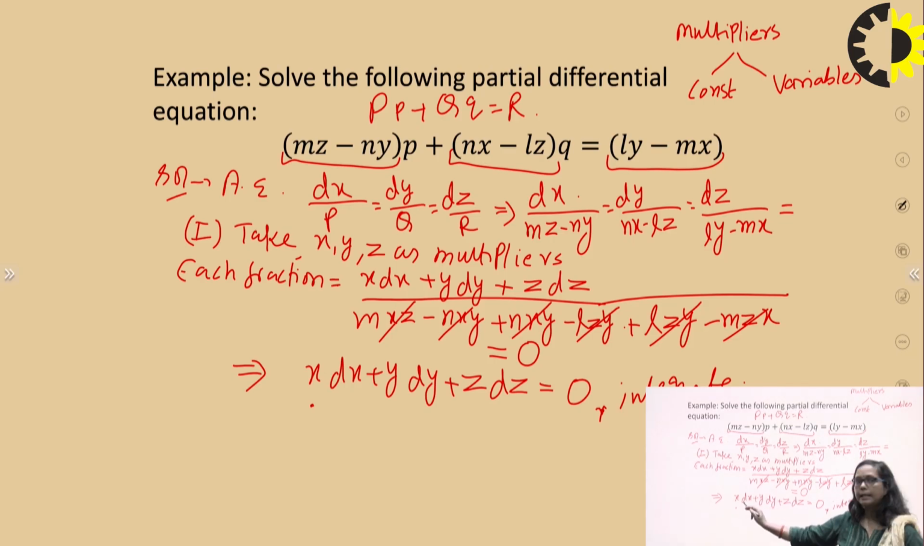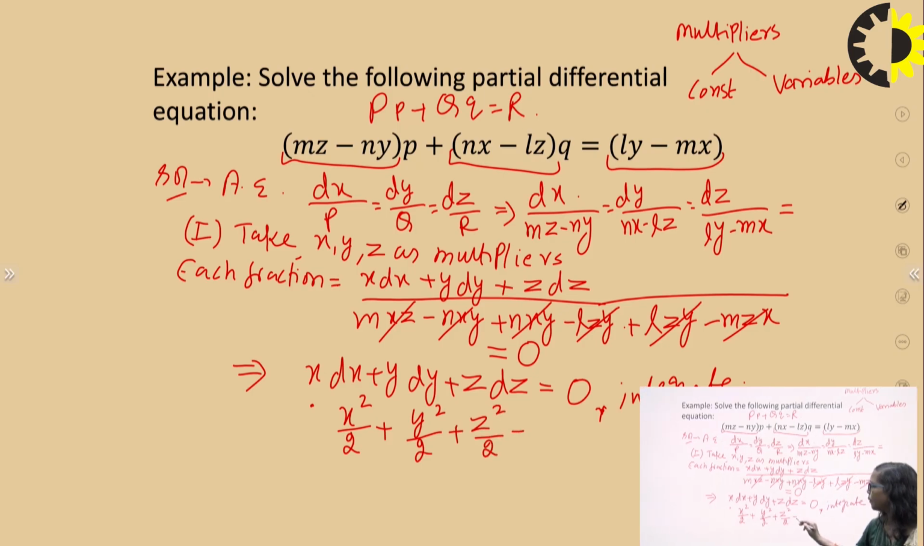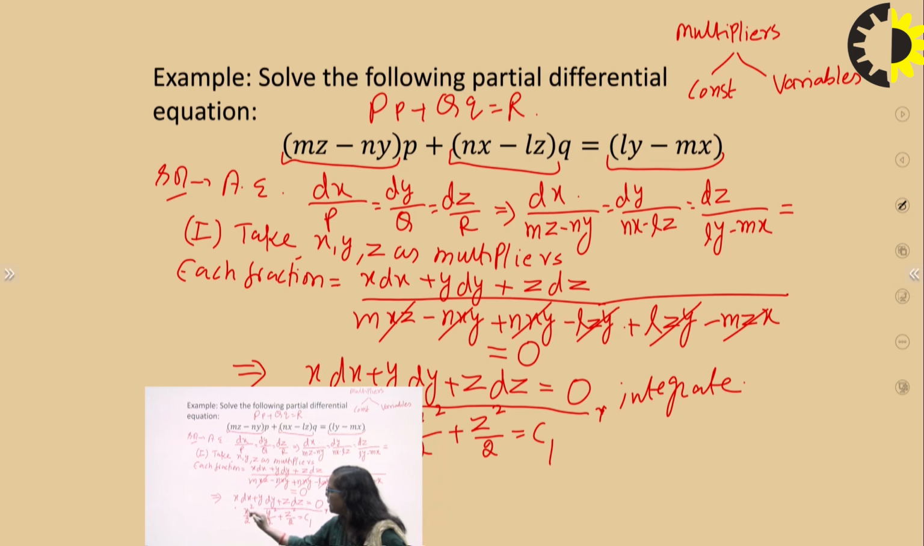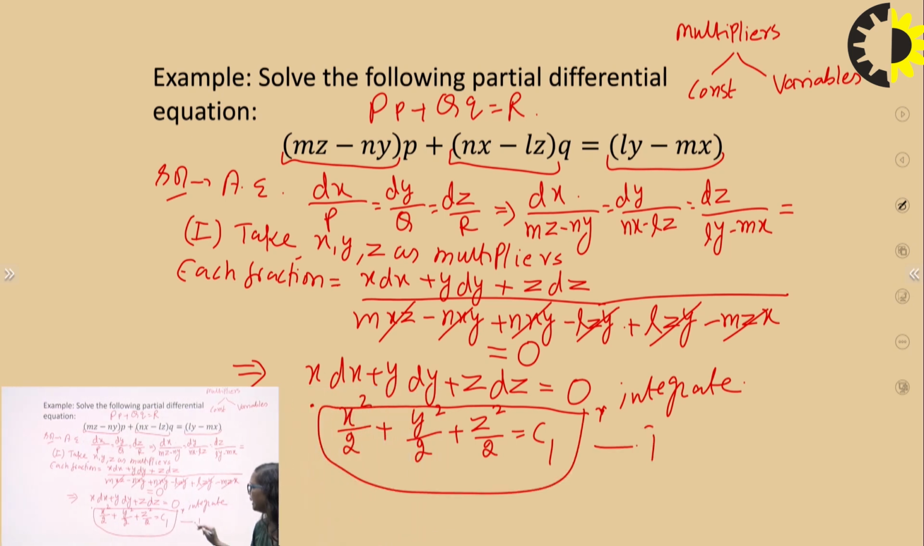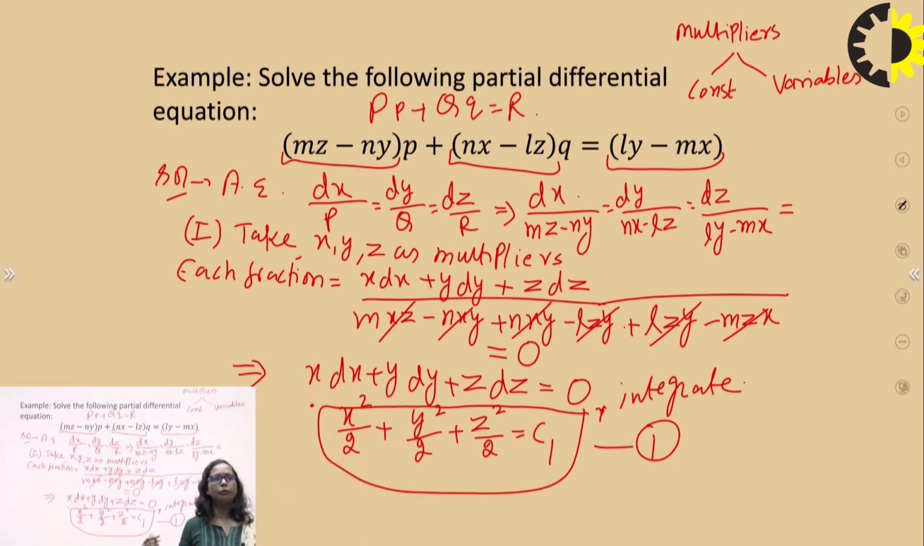What is the integration of x dx? You know that its integral is x square by 2. Integration of y dy is y square by 2. Integration of z dz is z square by 2, equal to c1. So this is my first independent solution: x square by 2 plus y square by 2 plus z square by 2 equals c1. This is my first independent solution by taking the first set of multipliers x, y, z.